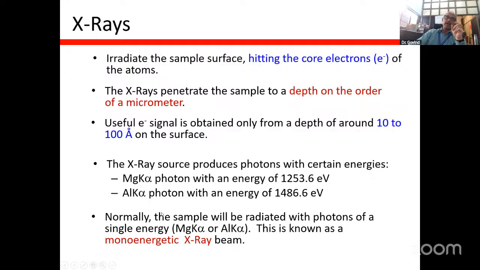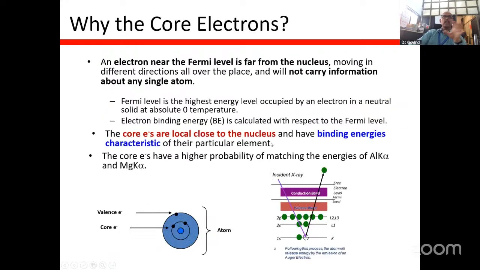Now, why Mg and aluminum only? We will come to that part later on. Before that, one needs to understand what a core electron is. A core electron is near to your atom core. That's why it is called a core electron. An electron very near to the Fermi level and far away from the nucleus, moving in a different direction, does not carry any information. That's why we do not consider that electron.